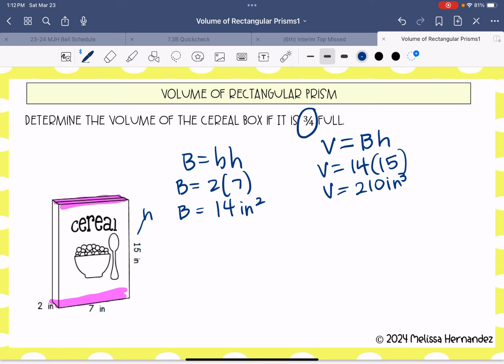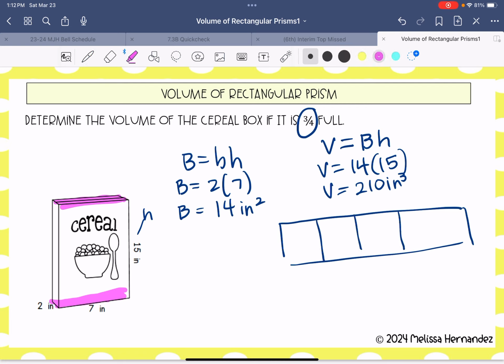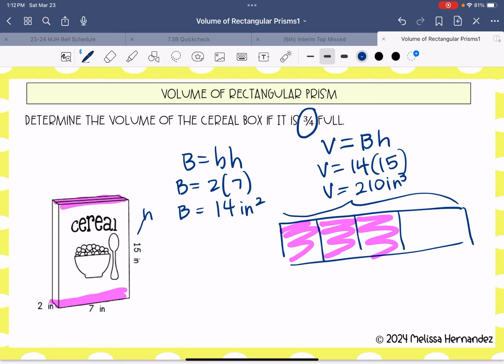I'm going to show you a visual way to solve it. This is definitely not the only way. I just think a visual representation may be easier for kids. Fraction bar 3/4. That means I'm going to have 4 parts, and they should be equal. All 4 of them are 210. But I need to know what each part is because I only need 3 of them. When you divide by 4, you'll get 52.5.